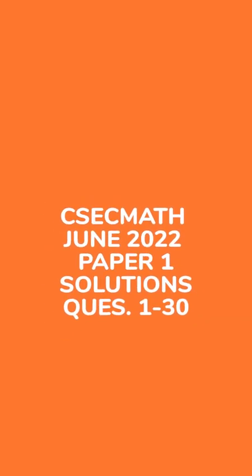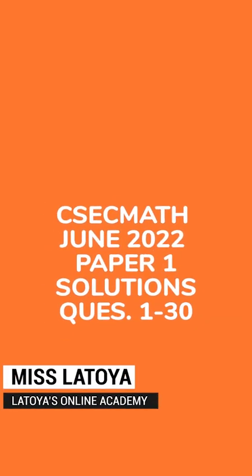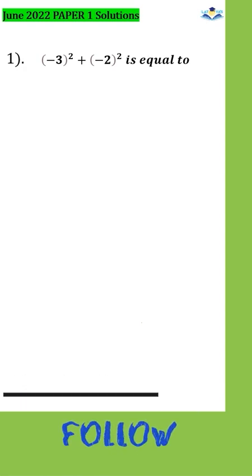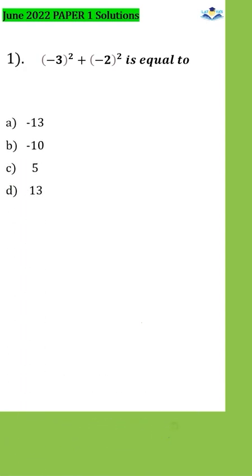June 2022, paper 1 solutions, question 1. -3 squared plus -2 squared is equal to 13. How do I know that? -3 squared is 9, plus 4 is 13.